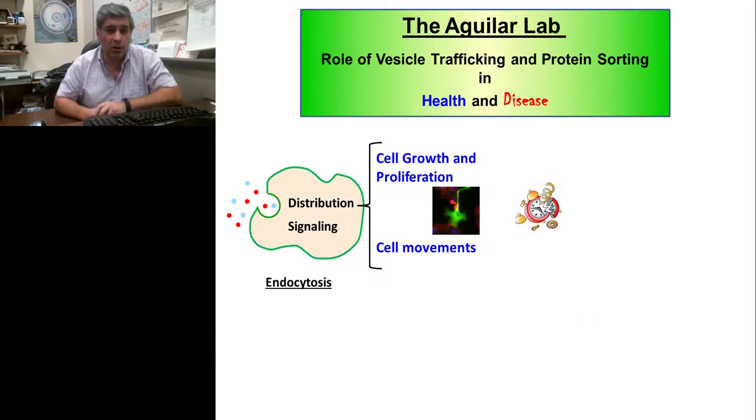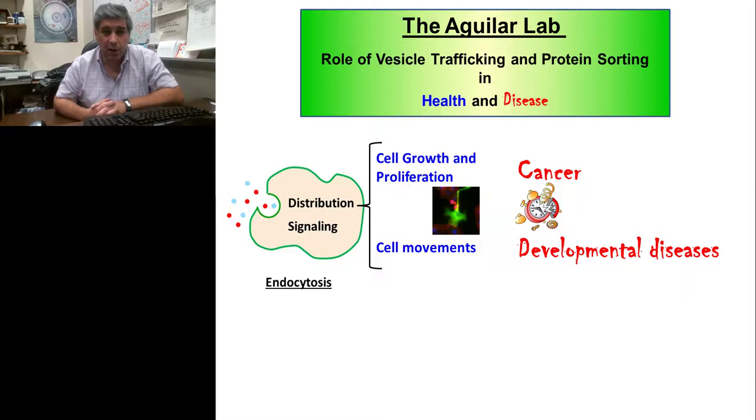However, we are not only interested in understanding how endocytosis contributes to these processes, but we also want to understand what happens when some of these elements of the machinery that makes endocytosis run are not working properly. In that case, we have, for example, cell proliferation going out of control, and therefore we have cancer, cell movements that are not really orchestrated with the rest of other processes that are going on in the embryo, and therefore we get developmental diseases.